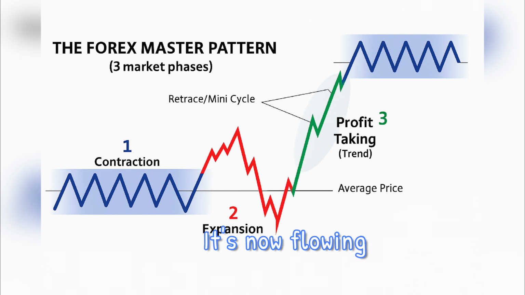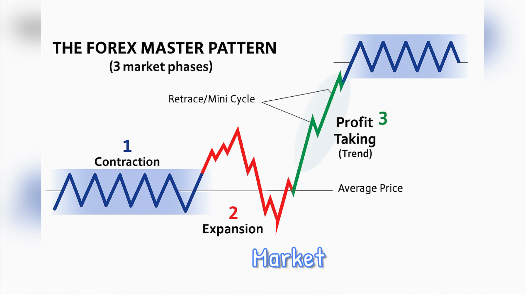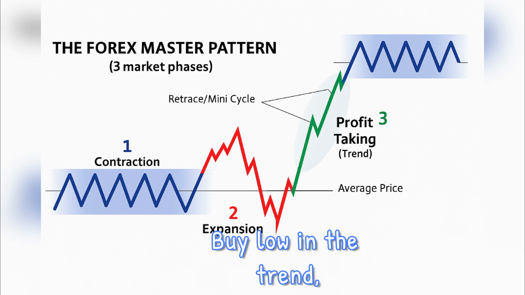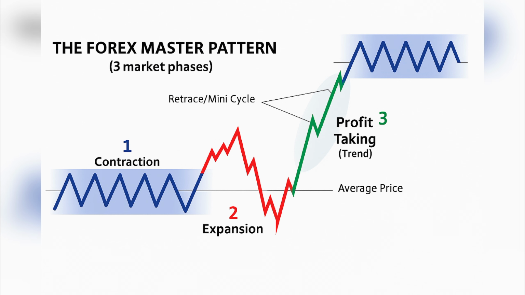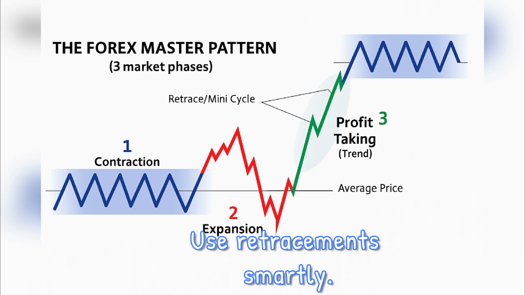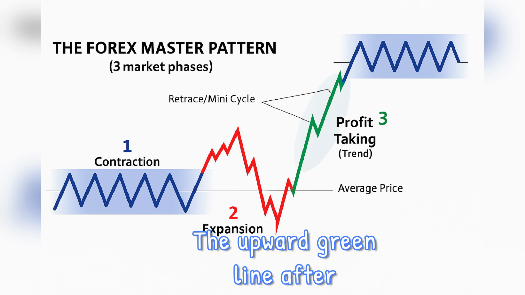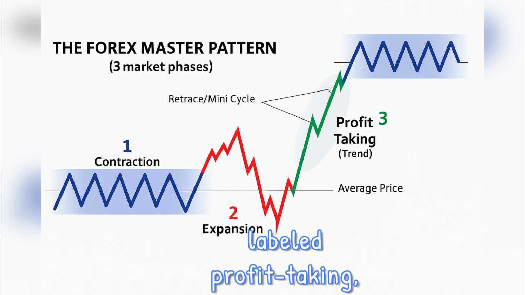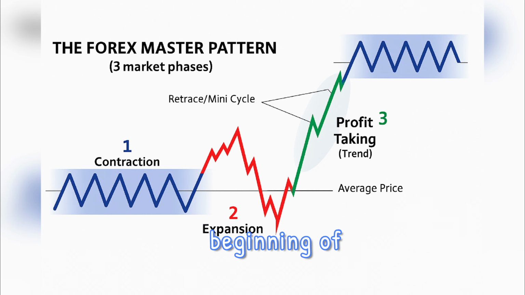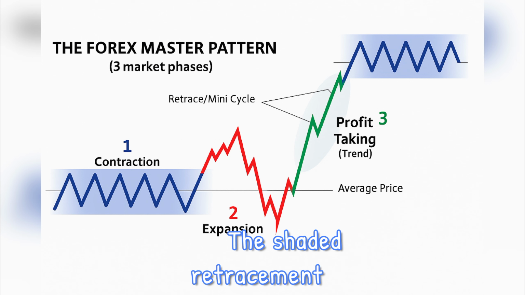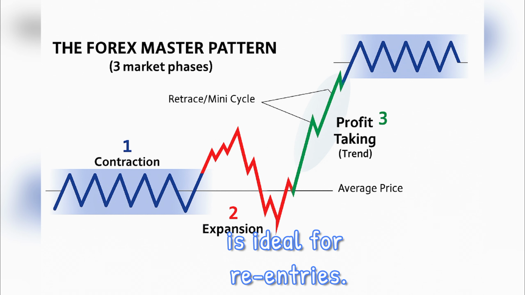It's now flowing smoothly. This is where we use tools like Fibonacci, market structure, and trendline confluence to enter. The secret here: buy low in the trend, don't chase the top. Use retracements smartly. The upward green line after expansion, labeled profit-taking, shows the beginning of a well-structured bullish trend. The shaded retracement zone is ideal for re-entries.